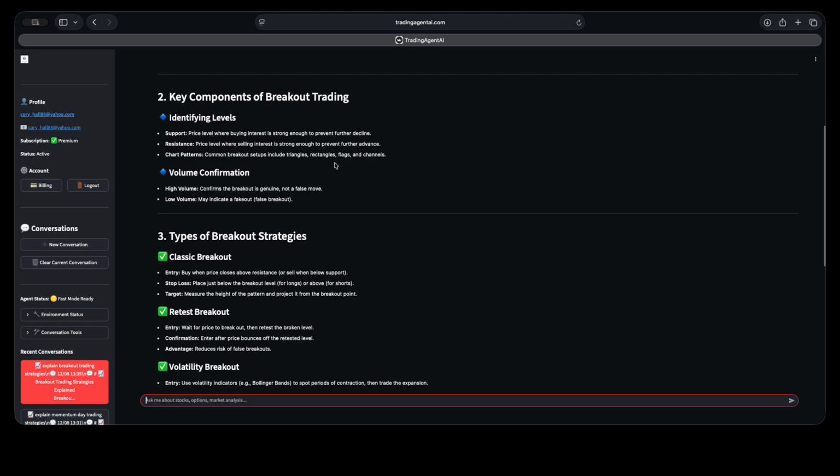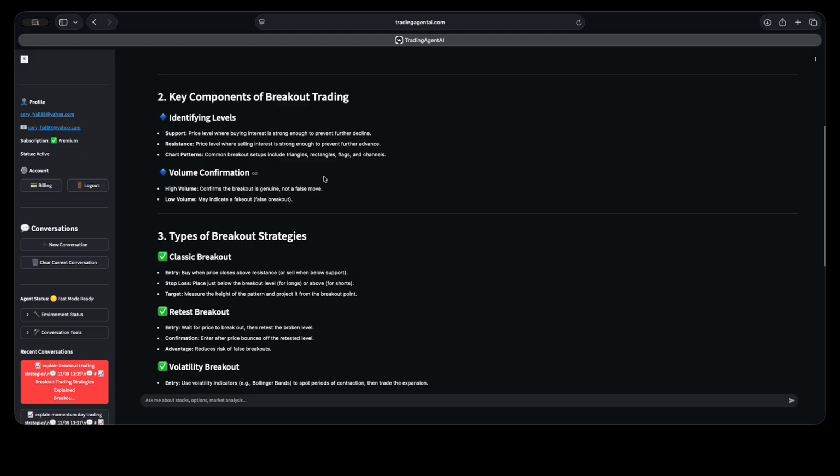Key components of breakout trading are identifying levels. So support, and you'll hear support and resistance a lot. A support level is a price level where buying interest is strong enough to prevent further decline. And resistance is a price level where selling interest is strong enough to prevent further advancing.